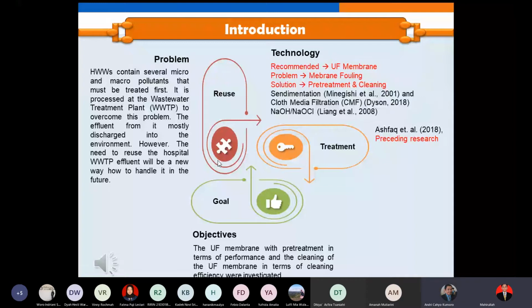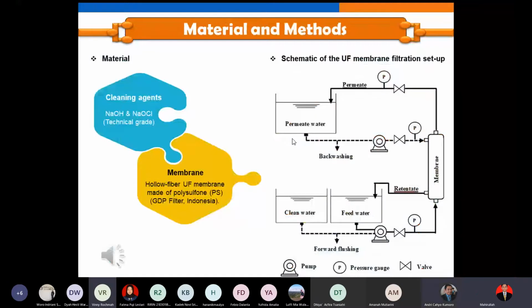Next, the material and methods. The materials used in the research are cleaning agents, sodium hydroxide and sodium hypochlorite, and the hollow fiber ultrafiltration membrane. Then the schematic of the UF membrane filtration setup is shown in the figure.